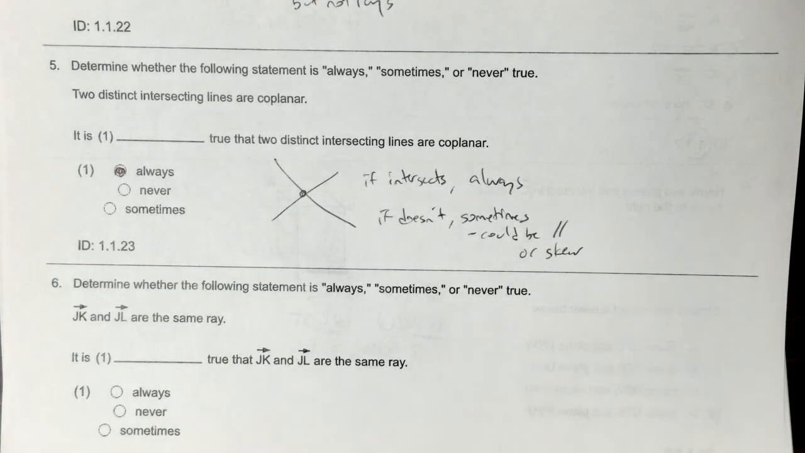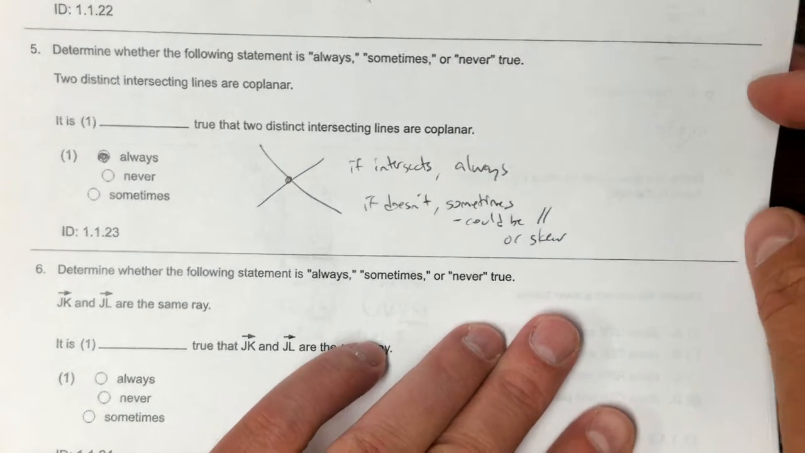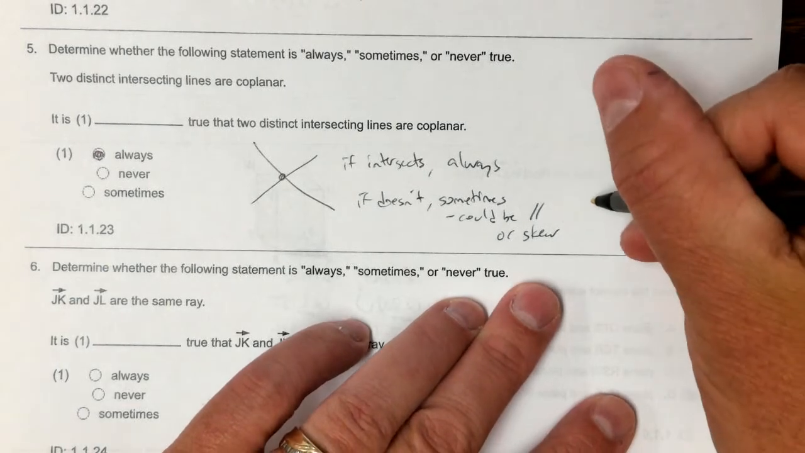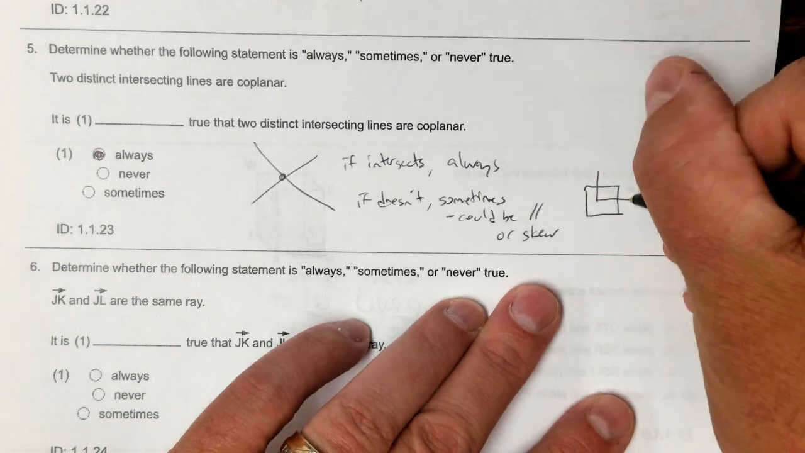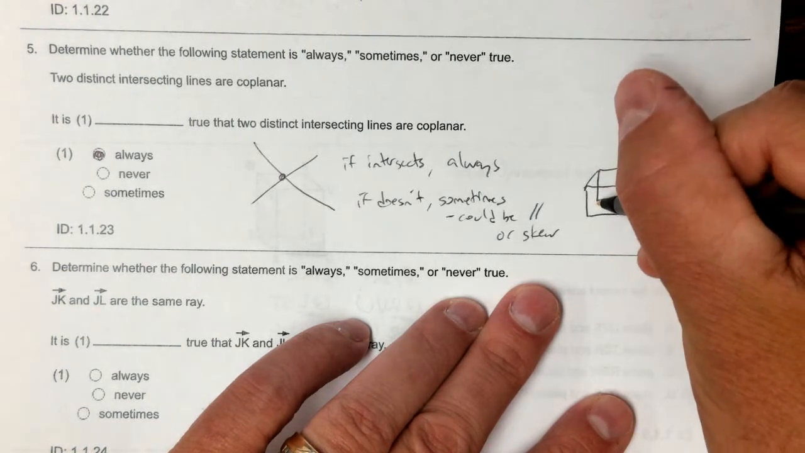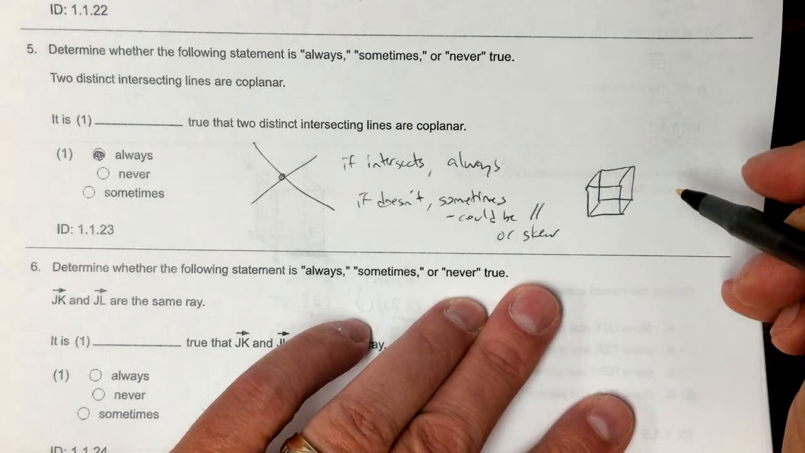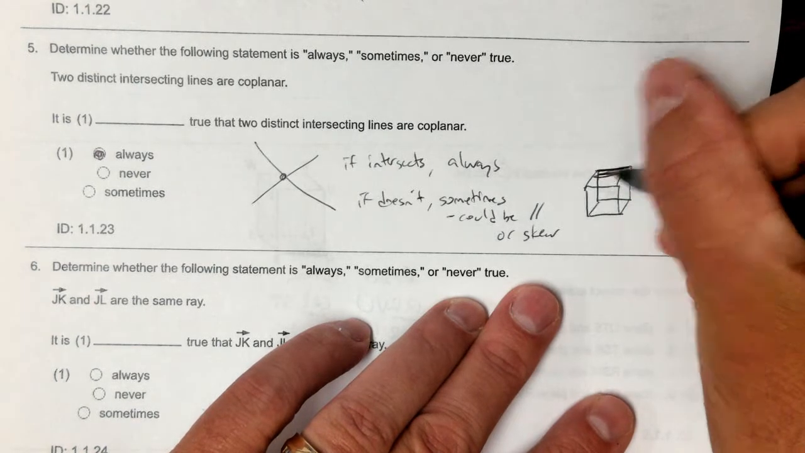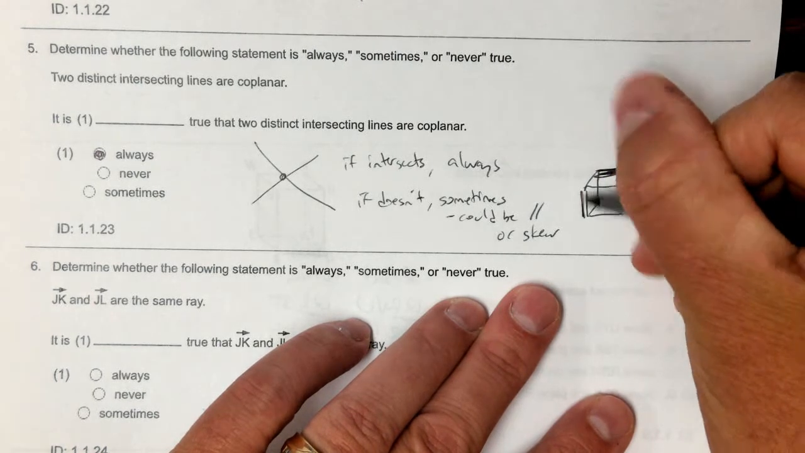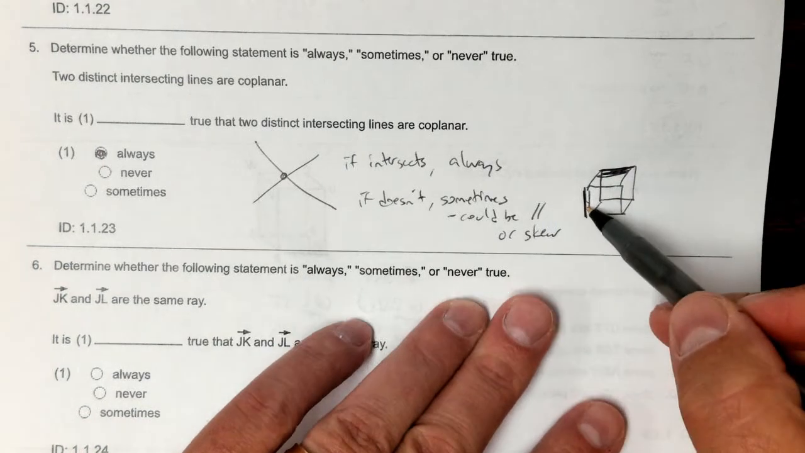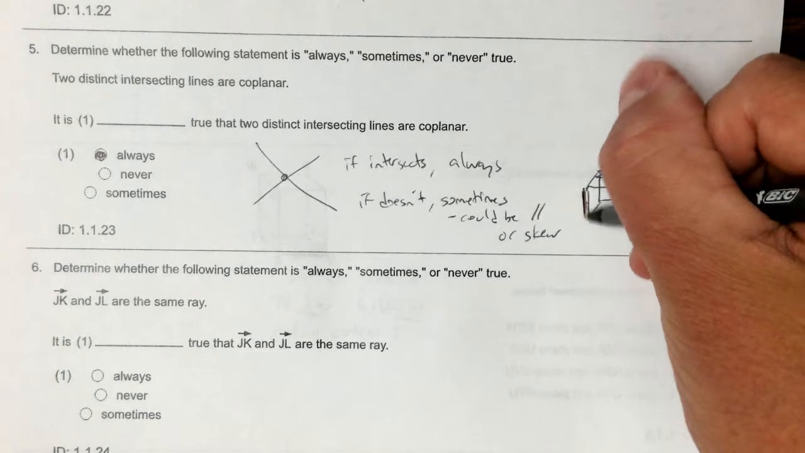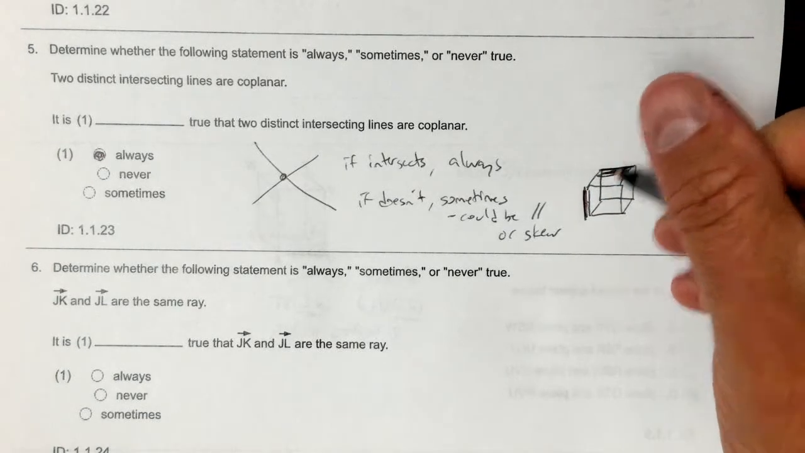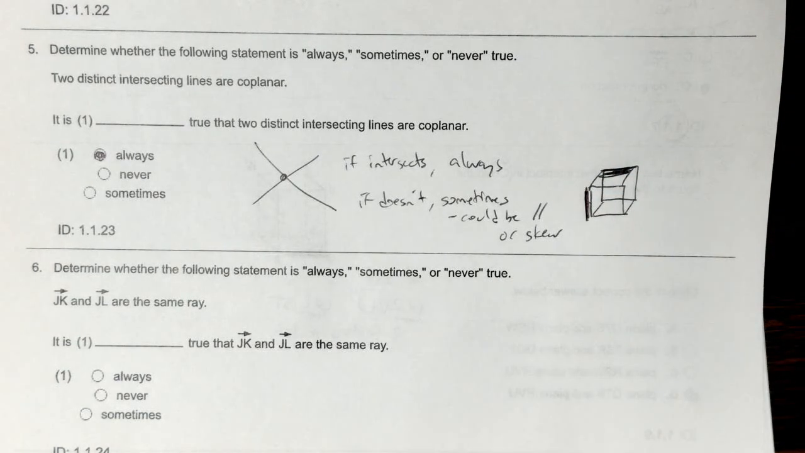Remember that skew would be not on the same plane. If you're talking about this one with this one, that's an example of skew. They don't intersect. So the dark ones are an example of skew. Any questions?